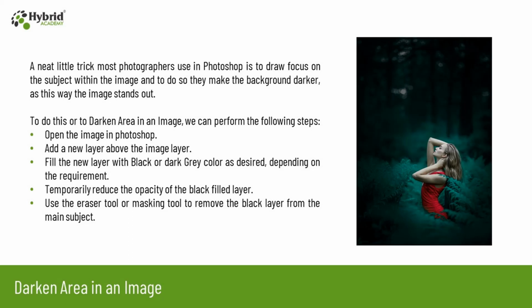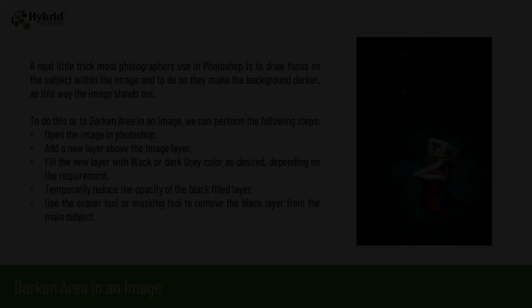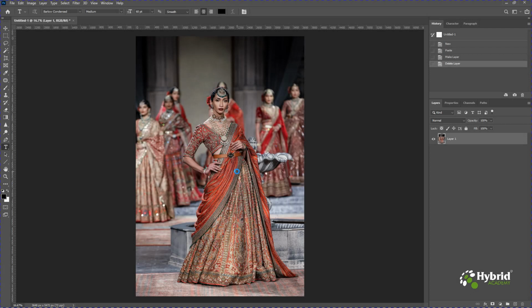Let's see this in Photoshop. So in Photoshop, let's assume this is the picture on which we wish to work on darkening the areas. Now this can be to highlight the main subject in this picture, or this can also be to hide the models which are standing behind, because they are a bit of a distraction to show our main subject. Now to do this, we will create a new layer above this main picture and we will fill black color on that layer.